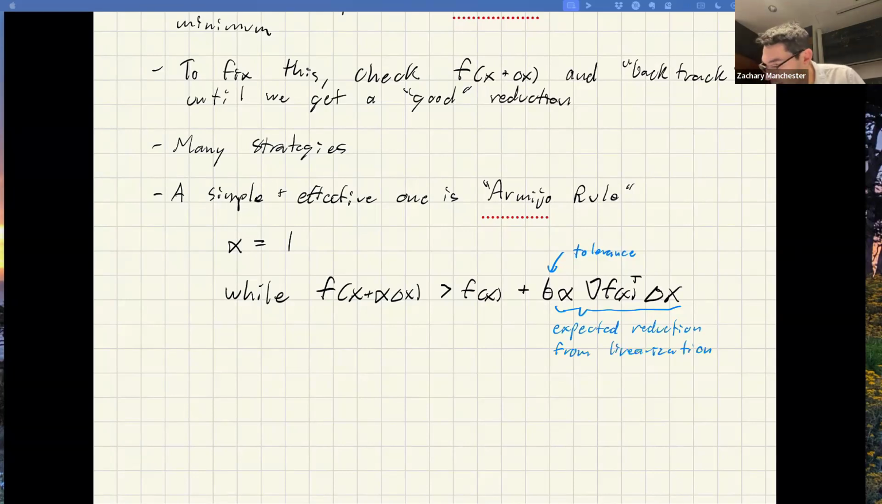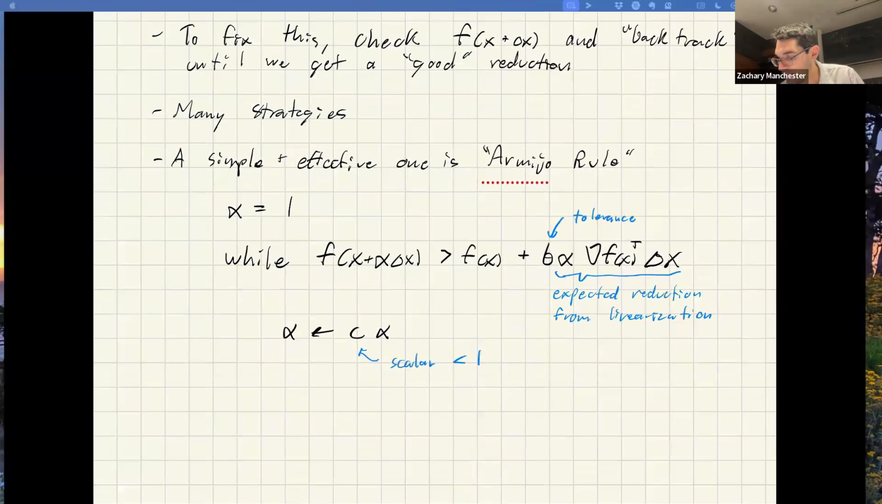So we're going to do this, and then inside the while loop, we're going to just chop alpha down, and the usual heuristic is you chop it in half each time through the loop. You can do other things. So there's some constant c there. That c is some scalar less than 1 that's chopping the step length down, and then that's it. Make sense? So usually you chop it in half. You can do whatever you want.